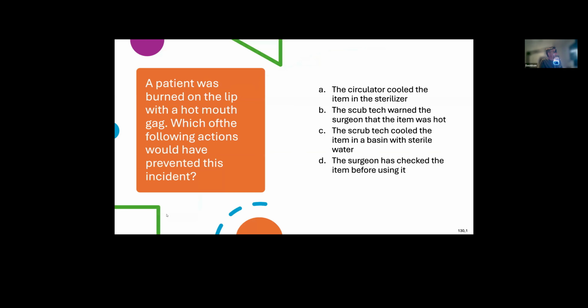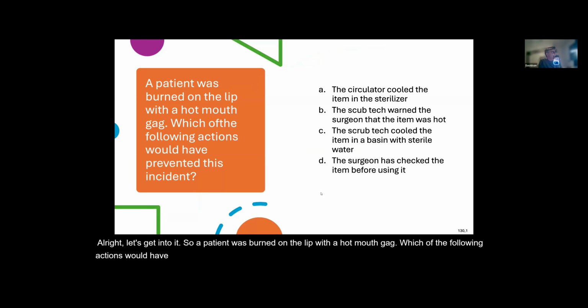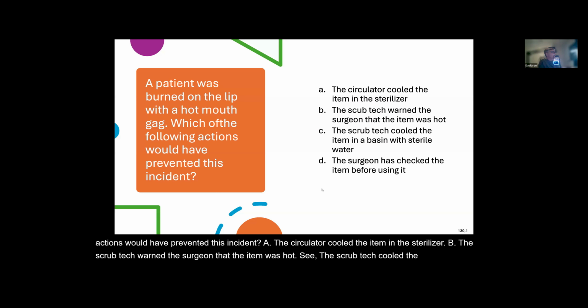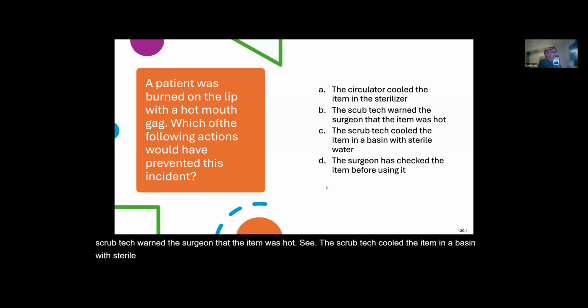All right, let's get into it. A patient was burned on the lip with a hot mouth gag. Which of the following actions would have prevented this incident? A, the circulator cooled the item in the sterilizer. B, the scrub tech warned the surgeon that the item was hot. C, the scrub tech cooled the item in a basin with sterile water. D, the surgeon checked the item before using it. I'm going to give it a second for you to answer.